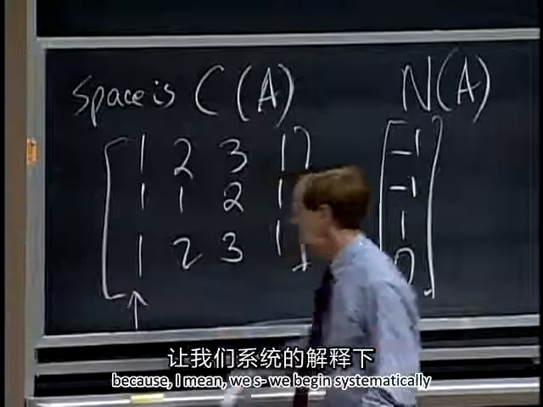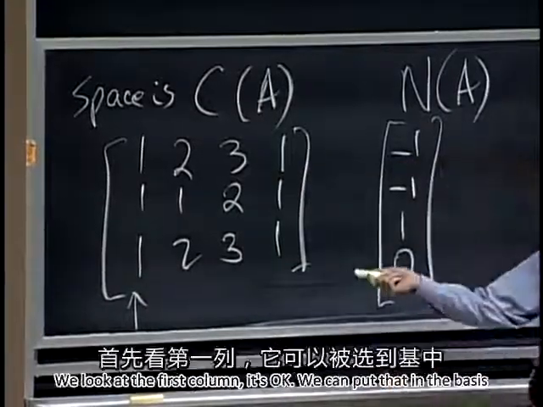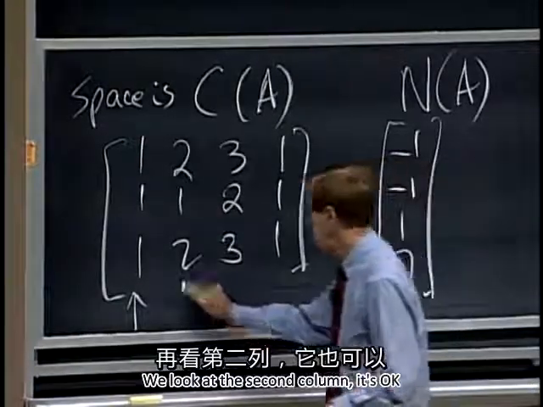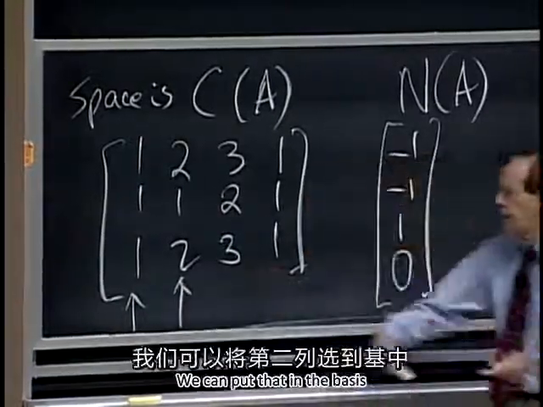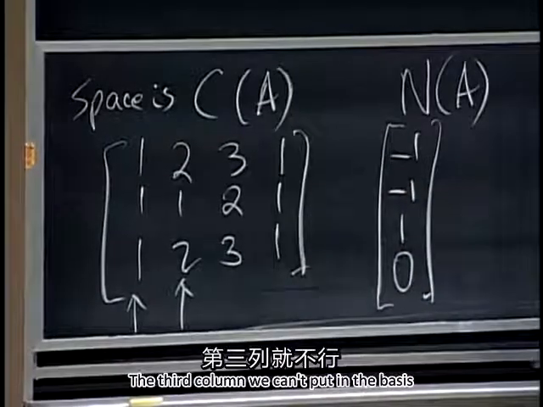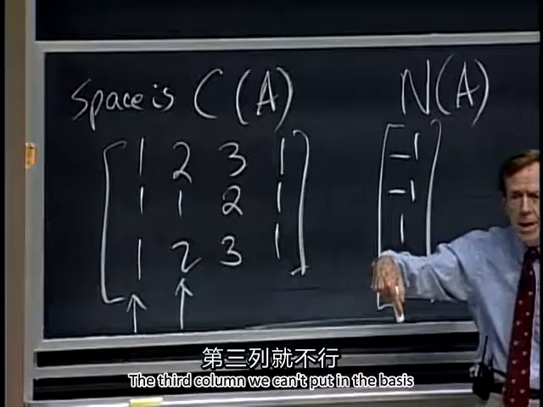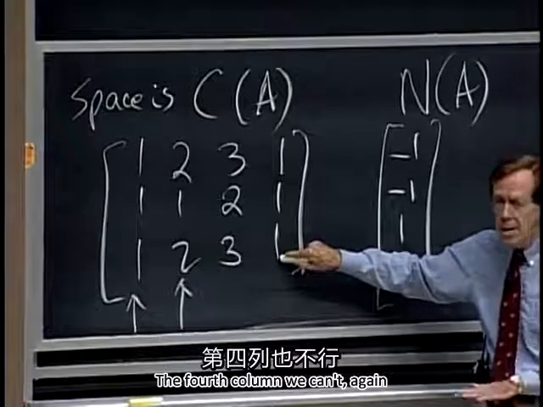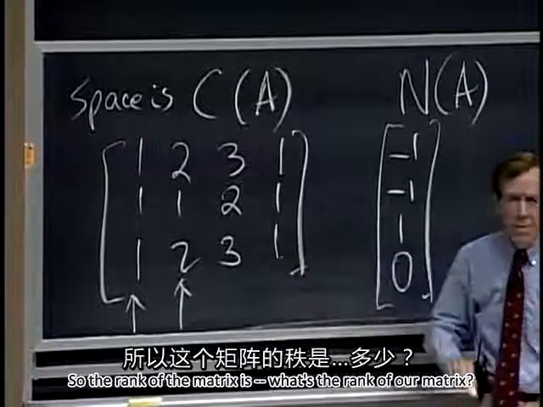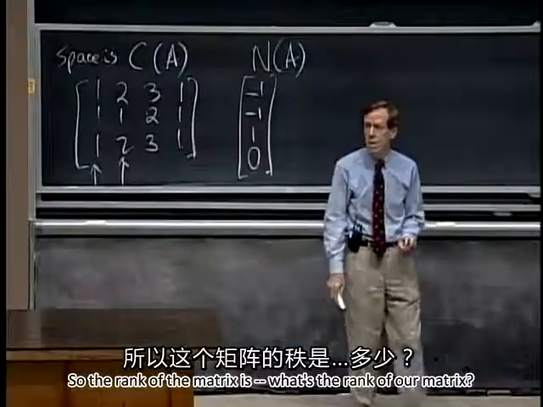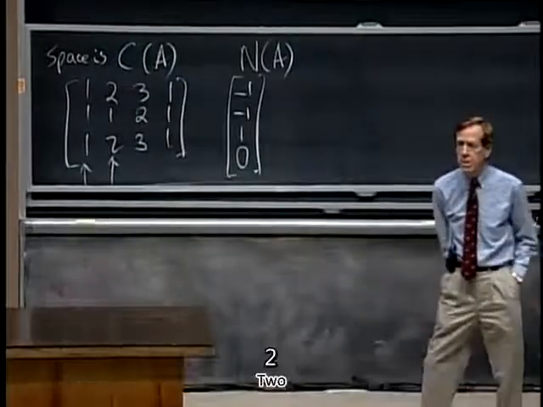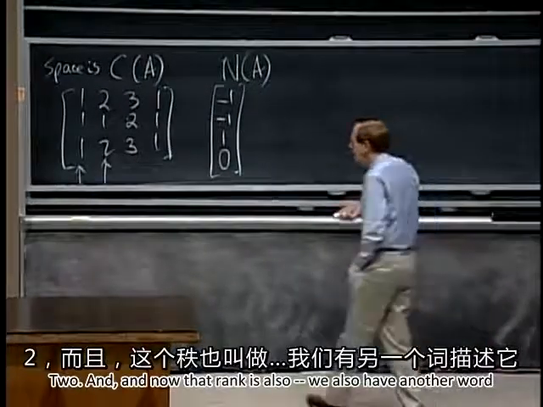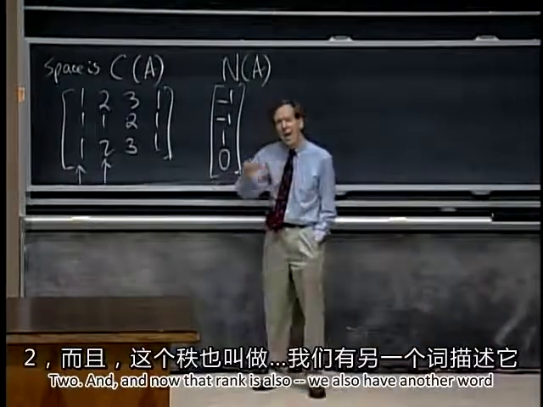Because we begin systematically. We look at the first column. It's okay. We can put that in the basis. We look at the second column. It's okay. We can put that in the basis. The third column we can't put in the basis. The fourth column we can't, again. So the rank of the matrix is, what's the rank of our matrix? 2. And now that rank is also, we now have another word.